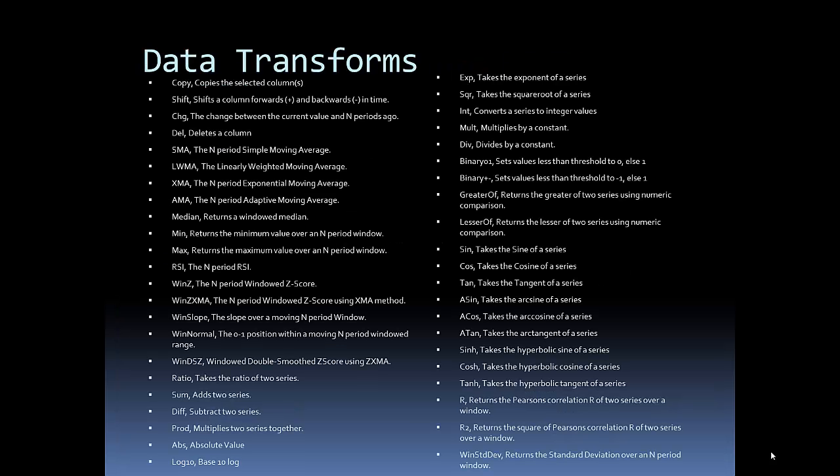So we have a plethora of different kinds of functions. I'm not going to go through these, don't worry. But we've got ways to copy columns and time shift them and compute changes and some different kinds of moving averages and medians and mins and maxes and statistical variation over period walking forward windows and slopes and rates of change and ratios and sums and differences and multiplication and divisions and trig functions and correlations and standard deviations and all sorts of different kinds of functions that it goes on and on.